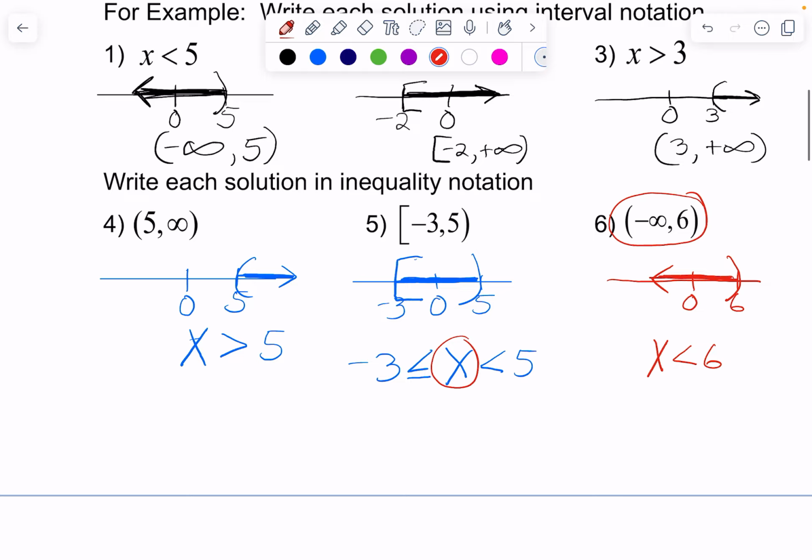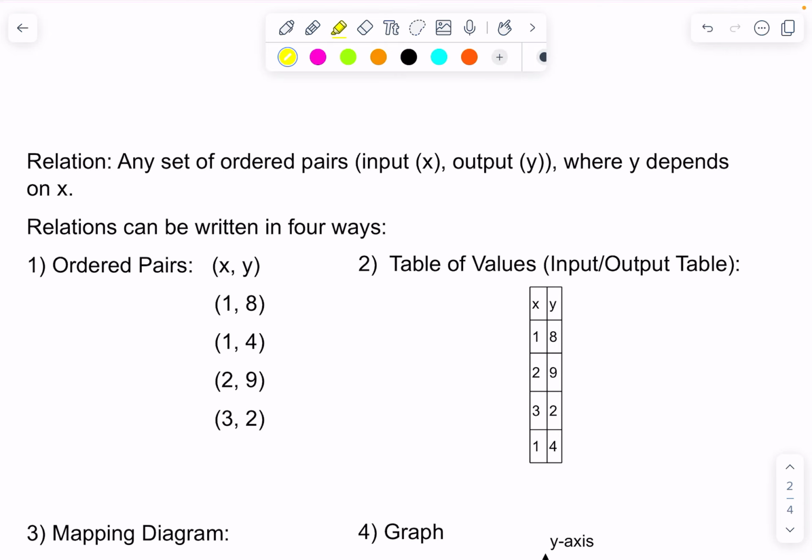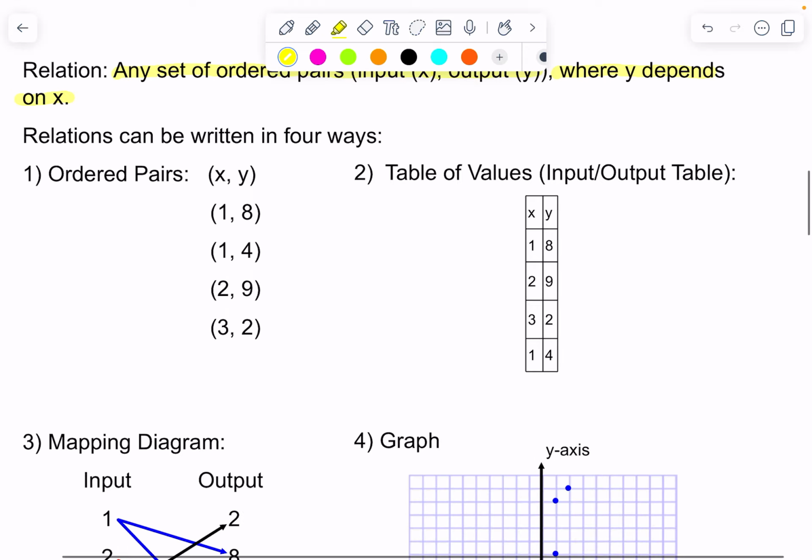All right, so that's a nice little review of interval notation. Now let's get into the actual lesson. A relation is any set of ordered pairs, that being an input of x and an output of y, where y depends on x. That's what a relation is, okay?